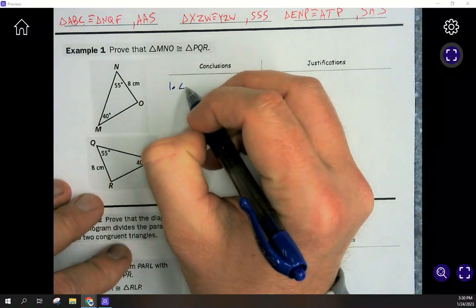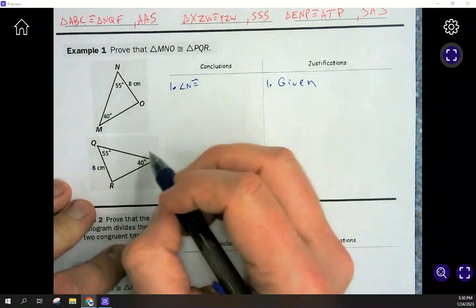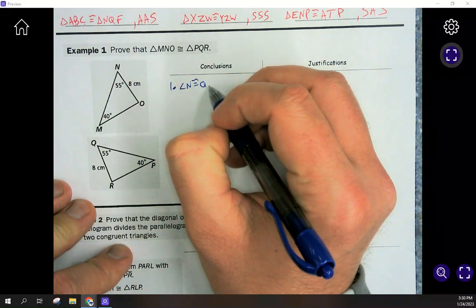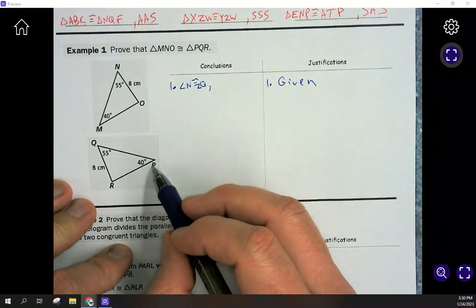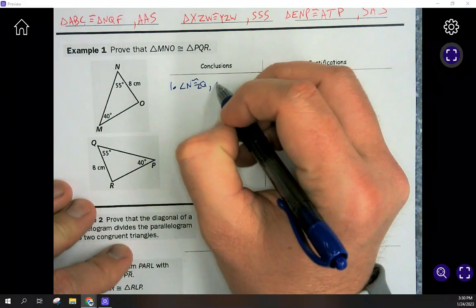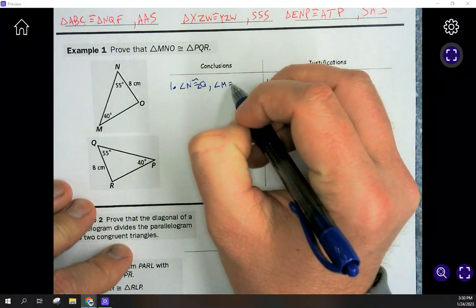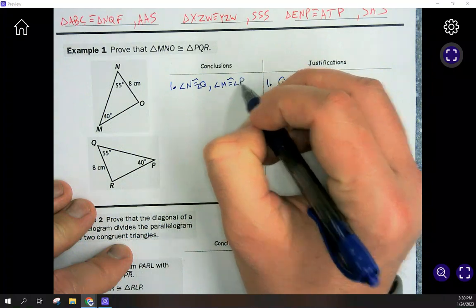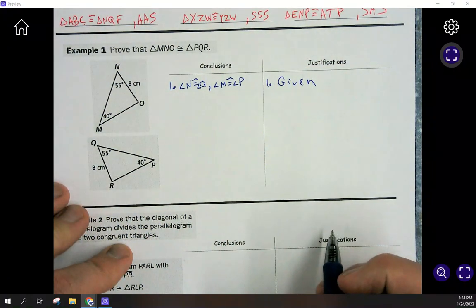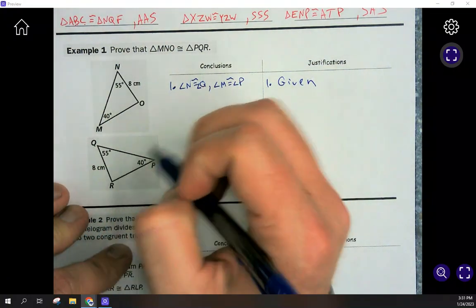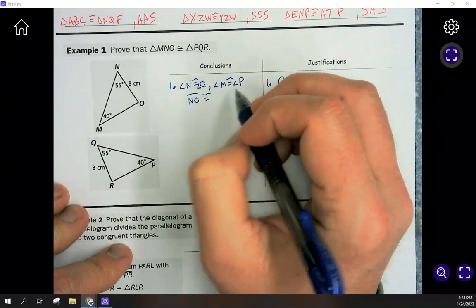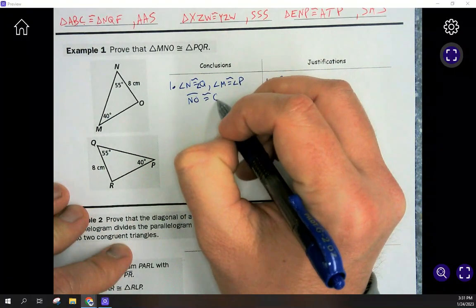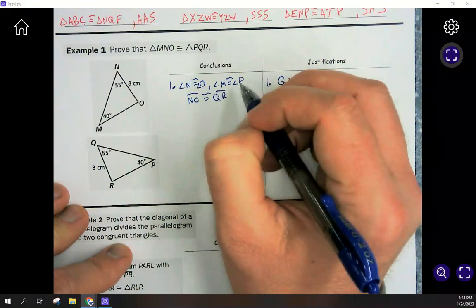So I know angle N is congruent to angle Q. I need the angle symbol there. I also know that angle M is congruent to angle P. And I also know these sides are equal to each other. So NO is congruent to QR.